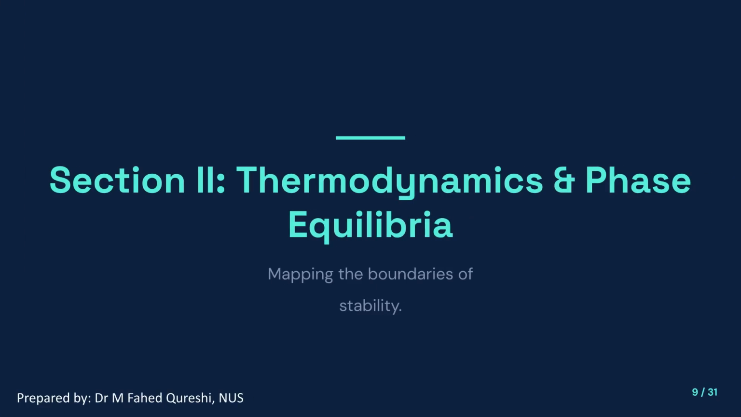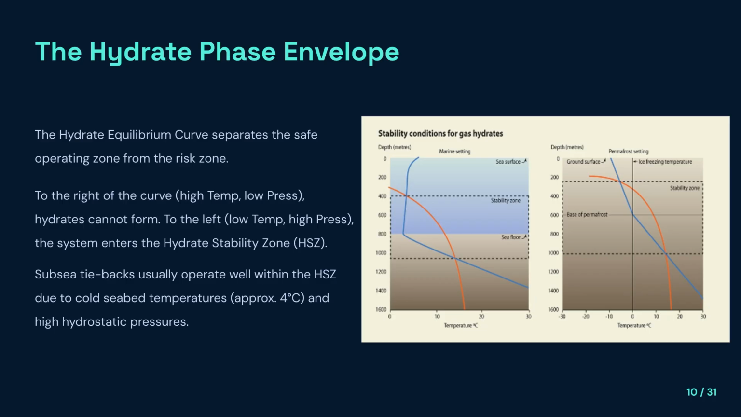Moving on to section 2, we will look at the thermodynamics and phase equilibria to map the boundaries of hydrate stability. The hydrate phase envelope defines the conditions under which hydrates are stable. Subsea tiebacks frequently operate within this stability zone due to the cold temperatures and high pressures found on the seabed.